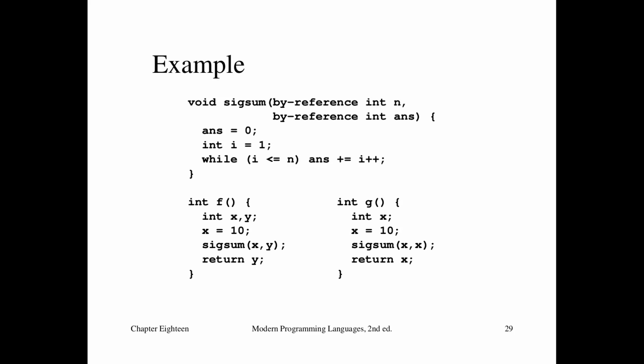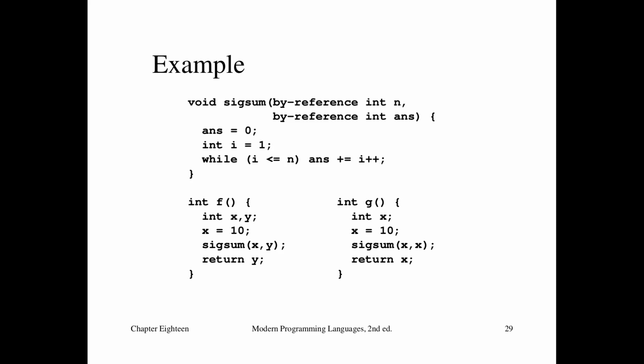So if we think about this, we have the method SIGSUM, which takes in by reference two different values, n and ans. The answer ans is equal to 0 initially, then we have some integer I equal to 1, and while I is less than or equal to n, ans plus equals I plus plus. So it's just updating ans to be the summation up to n effectively when the while loop is finished. Now, if we run this with the F method, it works just fine. We copy in the address of x and y for n and ans, where x initially points to 10. We call SIGSUM, and then we return the value of y.